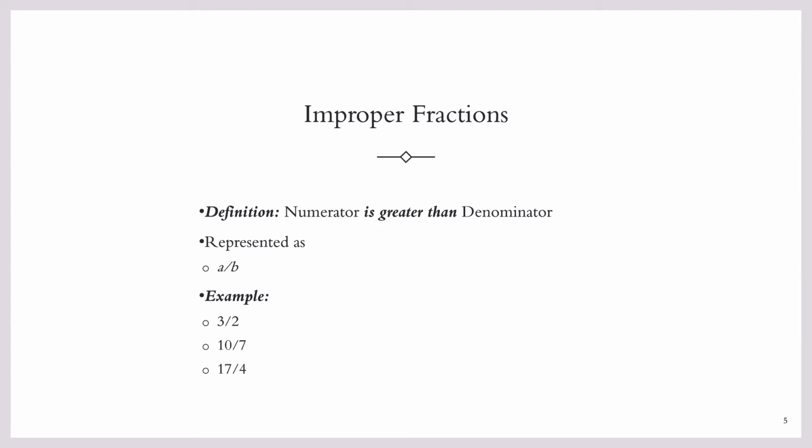Next, we have improper fractions. Improper fractions are fractions where the numerator is greater than the denominator. The representation is the same, but the numerator value would be bigger than the denominator value, such as 3 over 2, 10 over 7, or 17 over 4 are examples of improper fractions.